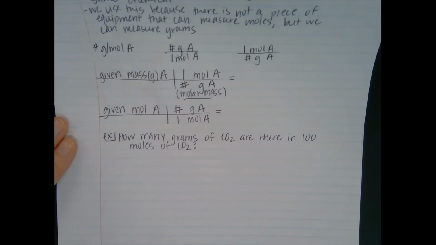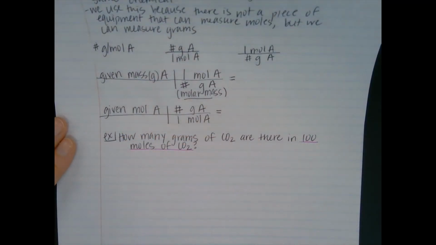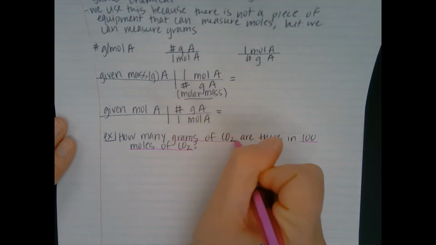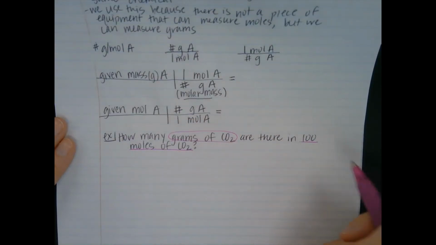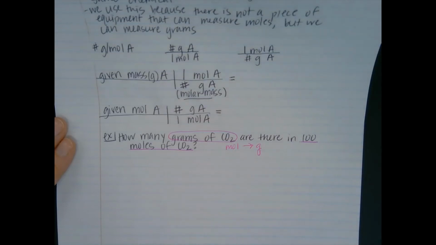Well, reading this problem, there's only 1 chemical, and that's CO2. All right. I also see grams and moles. So let's identify what's given and what we're looking for. So what are we given in this problem? 100 moles of CO2. And what are we trying to find? The grams of CO2. So I'm going from moles to grams. Okay?